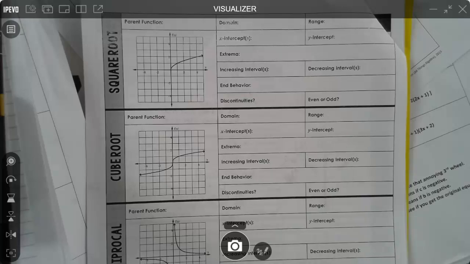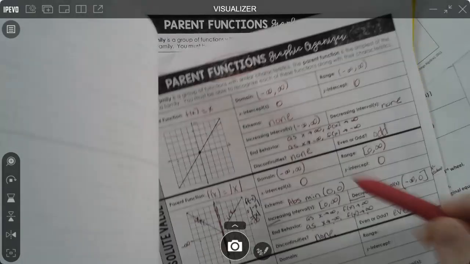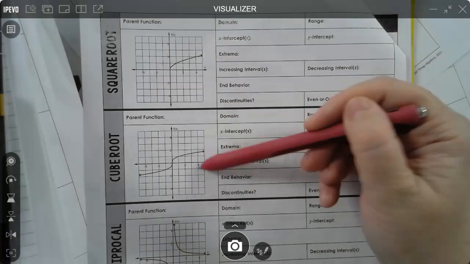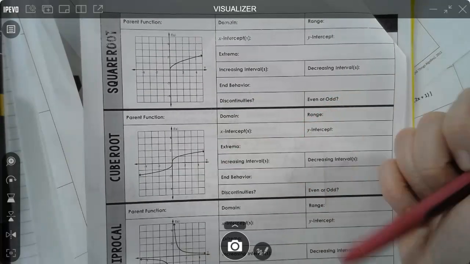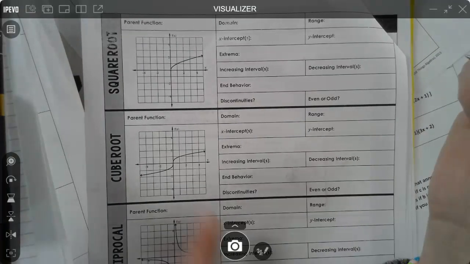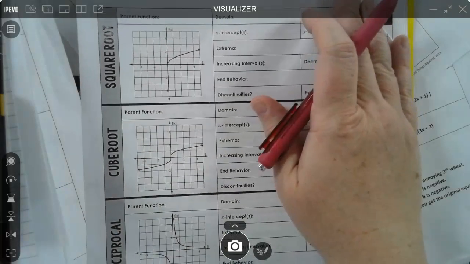The solutions are all posted on Canvas, this whole sheet. All right. If you recognize some of these, let's see. We did this one. We did that whole first page a lot in Algebra 2, as we did square root and cube root. Let's do square root.